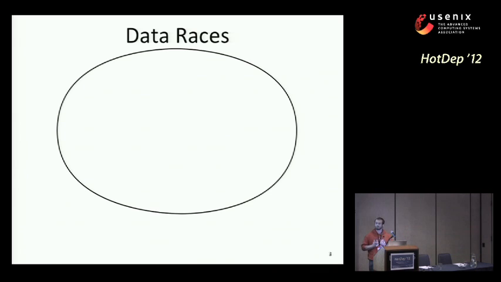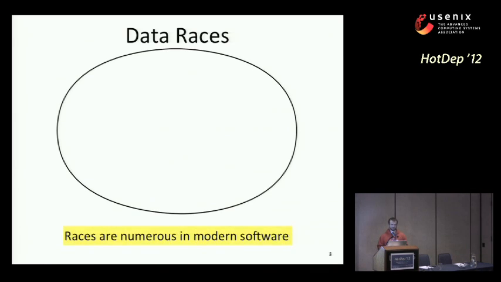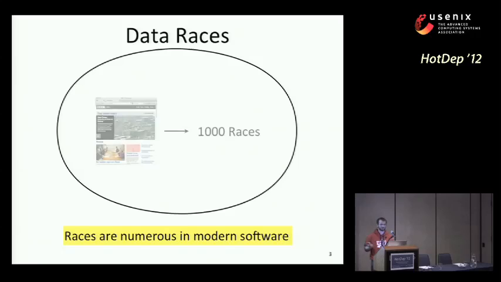The problem is that if you look at modern software, there are many data races. For instance, while loading a web page in Firefox, you'll get more than 1,000 races detected if you use a state-of-the-art race detector like Thread Sanitizer.